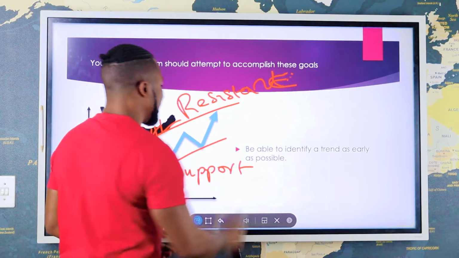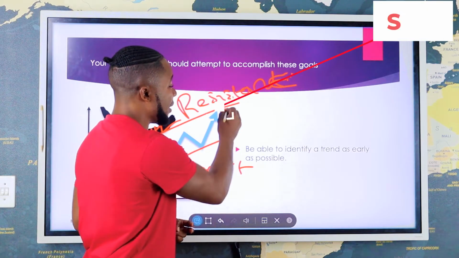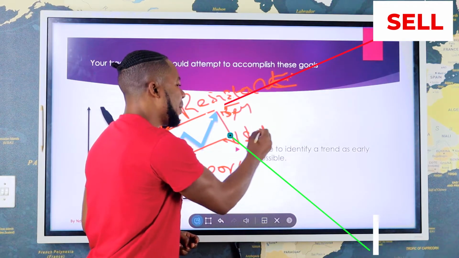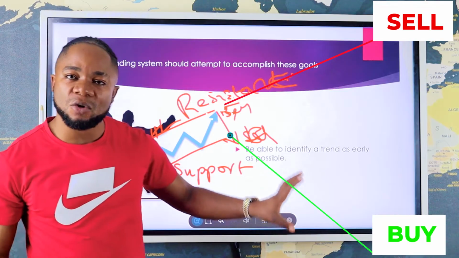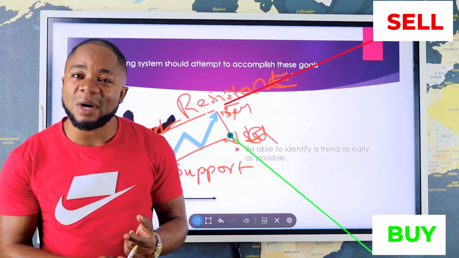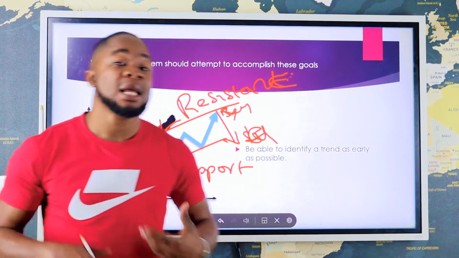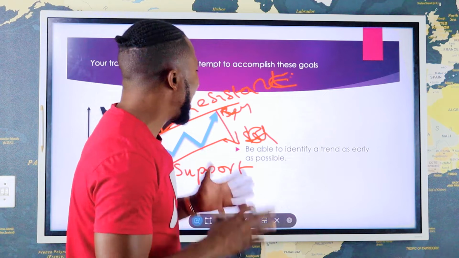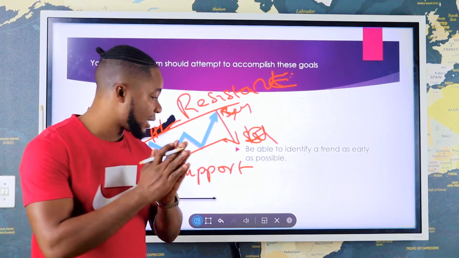This is my support and this is my resistance. Good. If the market is bouncing up, if it gets to my resistance, I'm going to sell, sorry. And if it bounces back to my support, I'm going to buy. As easy as that. So I already know how to maneuver around the trend. I already know how to identify my trend, and what is helping me to easily identify those trends is my system. So your system should be able to help you identify trends as quickly and as easily as possible.